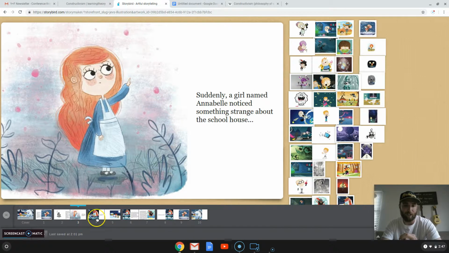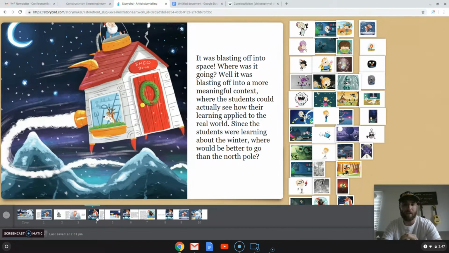Suddenly, a girl named Annabelle noticed something strange about the schoolhouse. This is the only time we'll see Annabelle, but she notices something about the schoolhouse. It was blasting off into space, but where was it going? Well, it was blasting off into a more meaningful context. In other words, it was going to a place where what they were learning would come to life through where they were. And the students could actually see how their learning applied to the real world. Since the students were learning about the winter, where would be better to go than the North Pole?